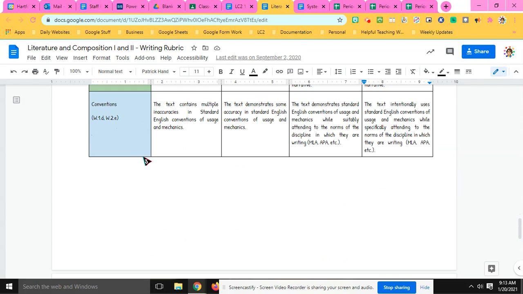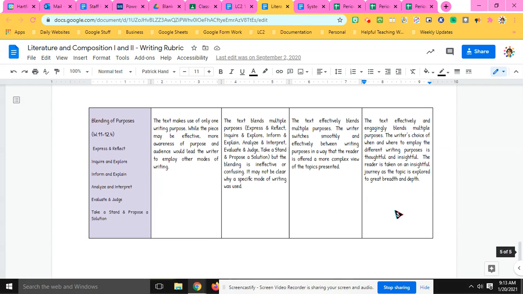And now we have conventions. So conventions are going to be to follow the standard English conventions of usage and mechanics. So this is going to be where your comma usage comes into play. This is going to be where your capitalization rules come into play. So you want to make sure that you're paying attention to any red or green lines that come up as you're typing, because that's the computer alerting you that something is wrong, either spelling-wise or grammatically. So you want to make sure that you're investigating those errors and revising them prior to your final draft.